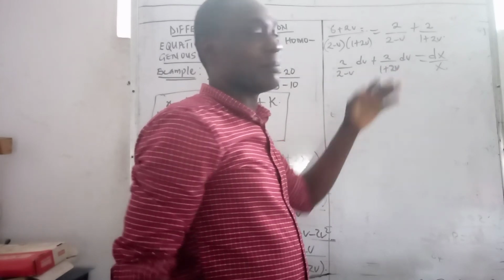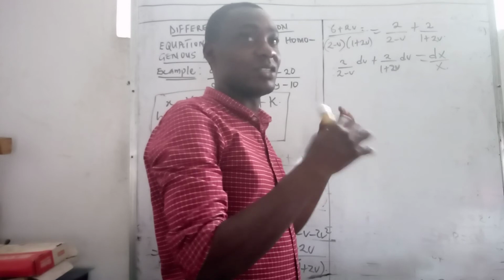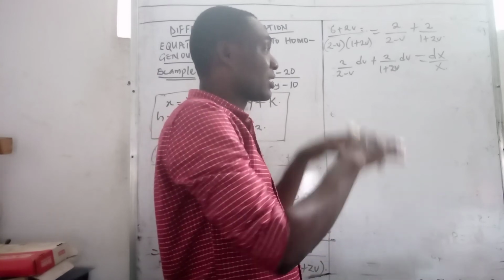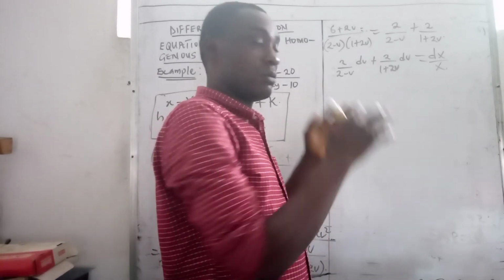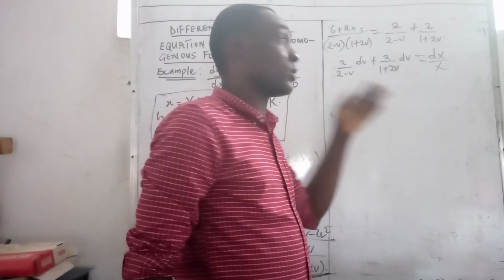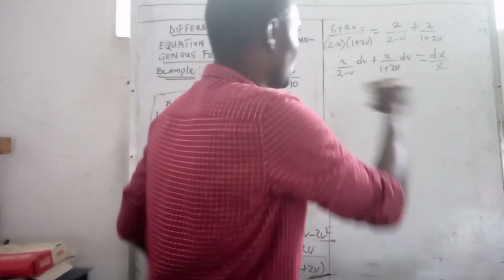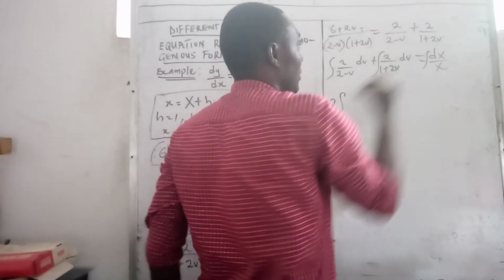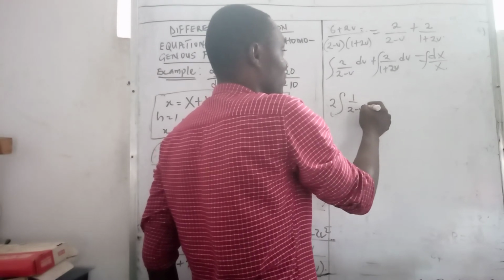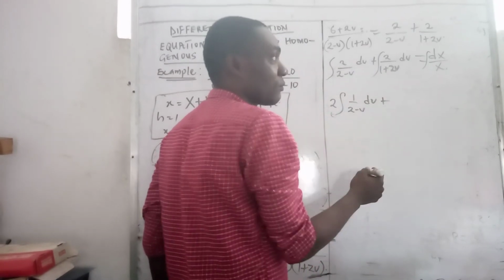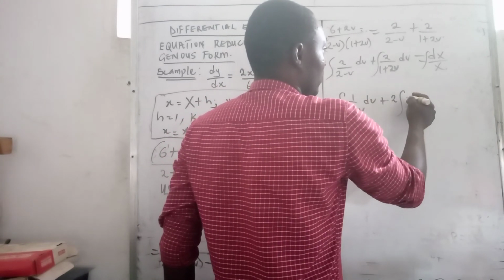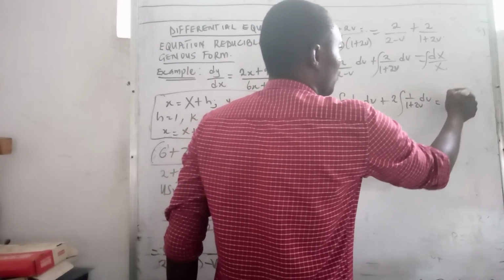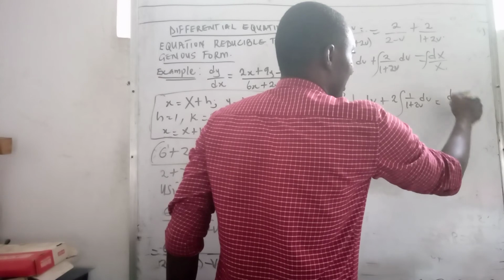Now, I'm taking my time to break all of this. You're supposed to already know how to integrate all of it, but in this video what I'm trying to do is take all necessary steps to integrate each part of it. So if I integrate this, it is going to be something like 2 into the integral of 1 over 2 minus V dV plus 2 over 1 plus 2V dV equals dx over x.